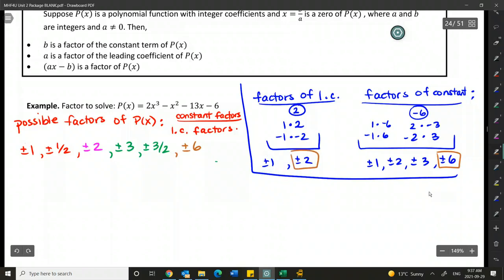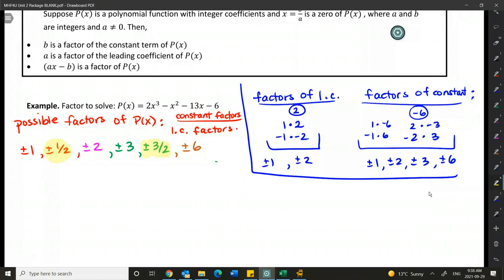What's 6 over 2? No matter which way I put it, I can do a combination of positives and negatives. I already have that in my list, so I don't need to write it again. So here's all of our list of possible factors. Rational zero theorem says that for sure, I know one of the factors will be either positive half, negative half, positive 3 over 2, or negative 3 over 2.